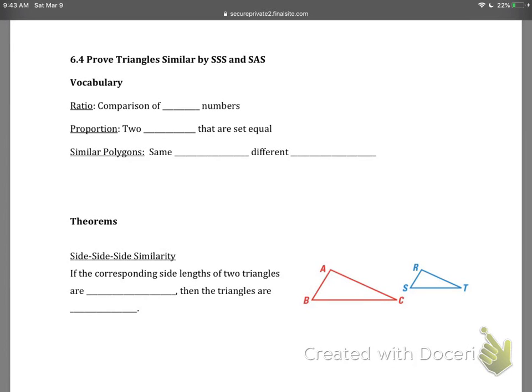Okay, in this video we're going to fill in the notes for 6.4, and we have some vocab that we're reviewing. So a ratio is a comparison of two numbers. An example of a ratio would be 3 to 4. You can also write it this way with two dots. Okay, a proportion is two ratios that are set equal.